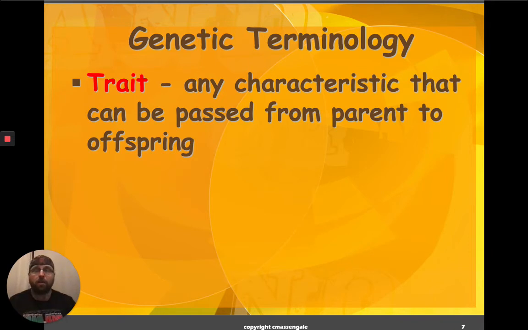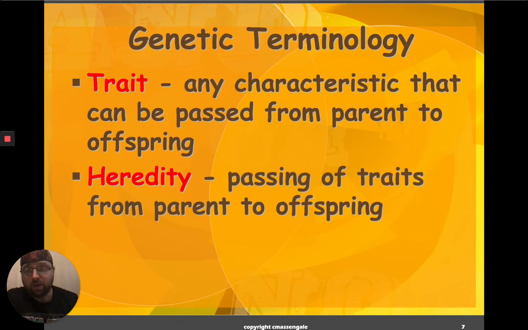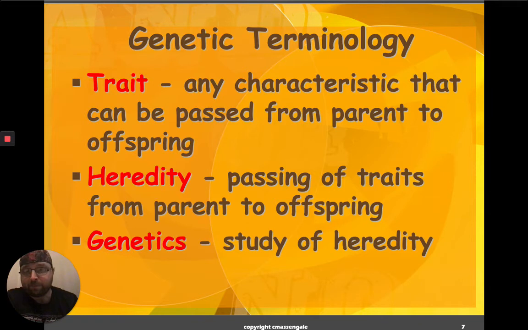So genetically, we're looking at things that can be passed down from parent to offspring. Heredity was the passing of those traits from parent to offspring. So a trait is like the noun, and heredity is the verb, the passing of those traits. Genetics was the study of the passing of these traits. How do they get passed down? Which ones are expressed? Which ones are not expressed?